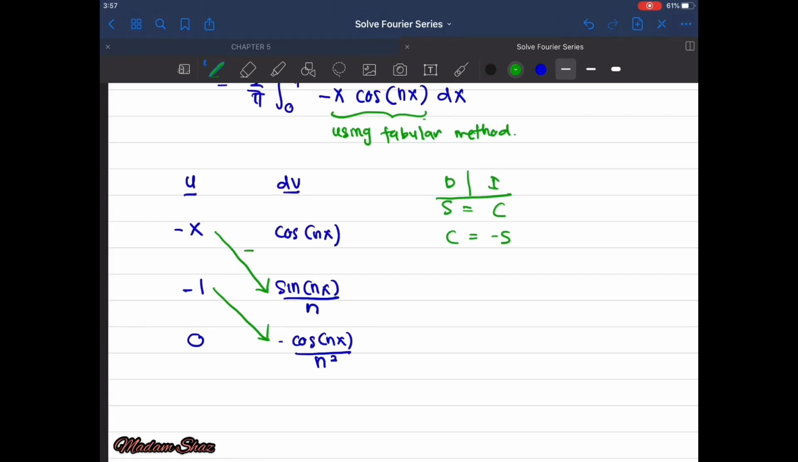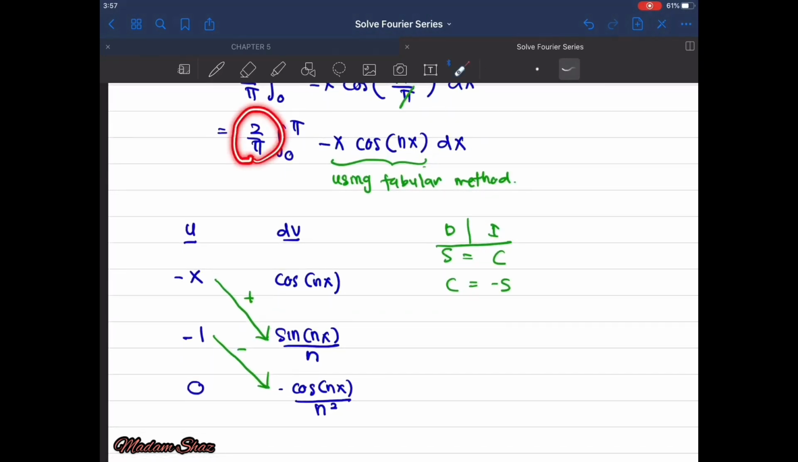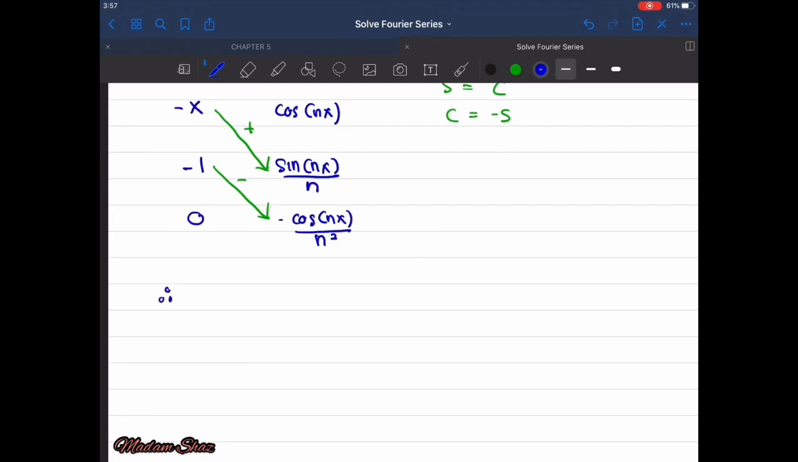The first error with the positive sign, negative sign. So write back our answer. From here we have 2 over pi. Therefore our an is equal to 2 over pi. In this big bracket we will write the answer for the tabular method.